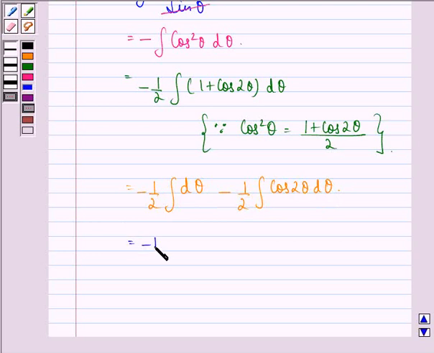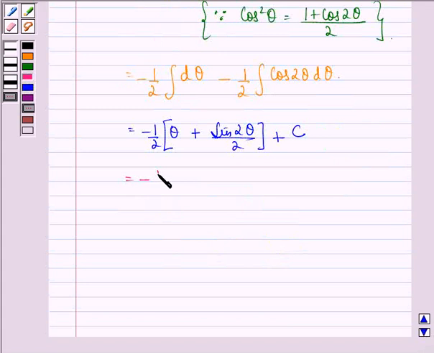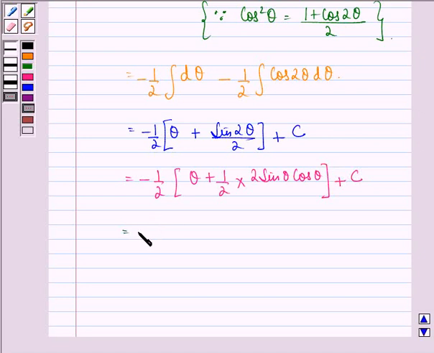This will be equal to minus 1 by 2 theta plus sine 2 theta divided by 2, plus a constant c. This will be equal to minus 1 by 2 theta plus 1 by 2 into 2 sine theta cos theta plus c. This is equal to minus 1 by 2 theta plus, 2 gets cancelled with 2, we have theta plus cos theta into, now sine theta we can write as square root of 1 minus cos square theta, plus the constant c.